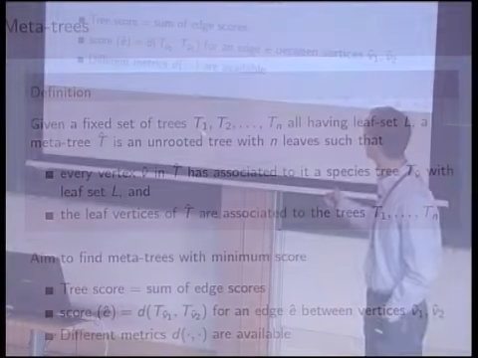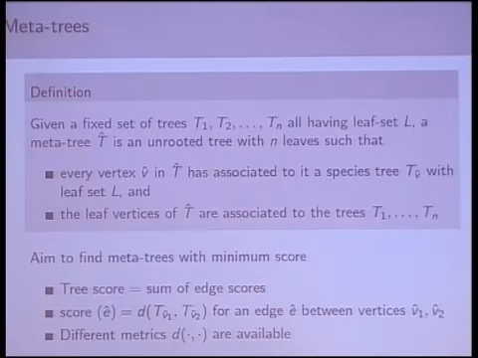I'm going to be working with a fixed set of trees, and I'm really only interested in their topologies. And they're all on the same set of leaves L. Okay? And a metatree is an unrooted tree that has n leaf vertices. So there's one vertex for each of the trees. And at each internal node of my metatree, there's going to be a species tree. Okay? So the leaves on my metatree are associated with the original collection of trees.